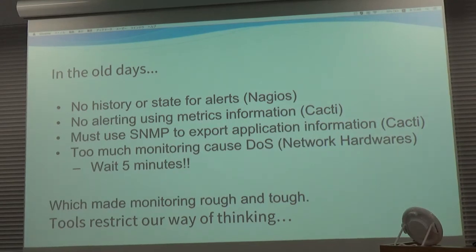And about the tools, in the old days there were many problems. I'd like to choose one, the one in the middle. If you do too much monitoring, then the network hardware goes down. So you can't poll them each 1 minute. We were told that we have to poll each 5 minutes. And that made monitoring rough and tough. So tools restrict our way of thinking.